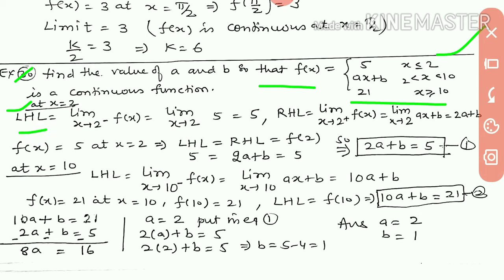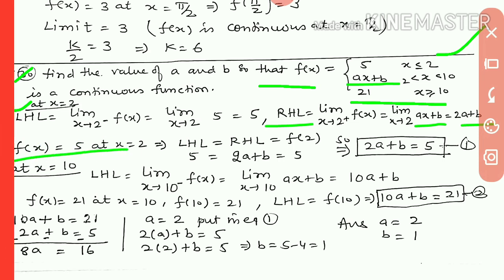Left hand limit is limit x tends to 2 minus f(x). 2 minus means less than 2. For less than 2 we have 5, so the left hand limit is 5. Now the right hand limit, limit x tends to 2 plus f(x). 2 plus means more than 2, where we have ax plus b. In place of x put 2, so we get 2a plus b. So the right hand limit is 2a plus b.